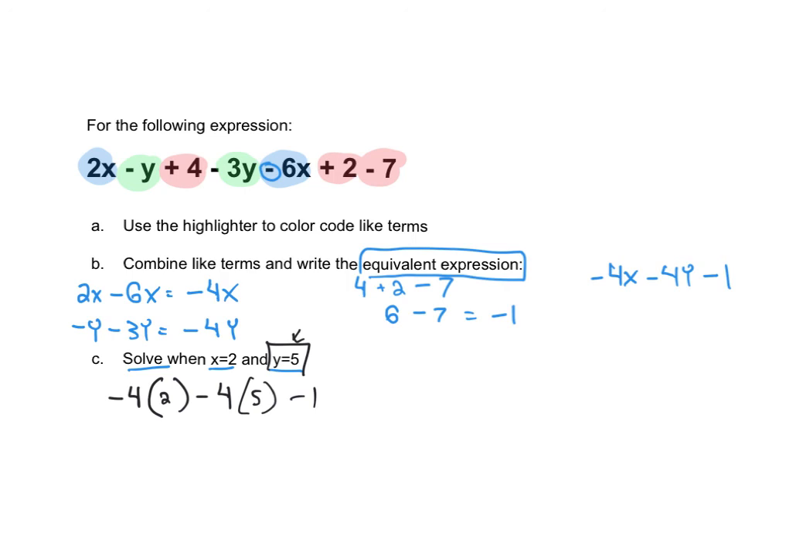So -4 times 2 is -8 minus 20, right? Minus 1. So we end up with -29. So that's what it means when I give x and y values. You go in and everywhere you see an x, you replace it with a 2, and a y, you replace it with a 5.